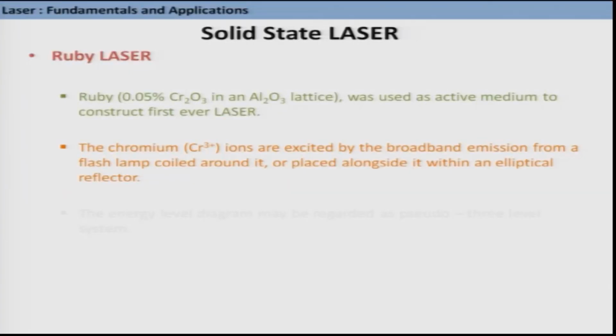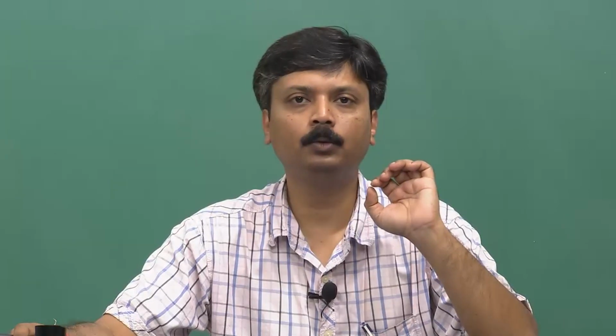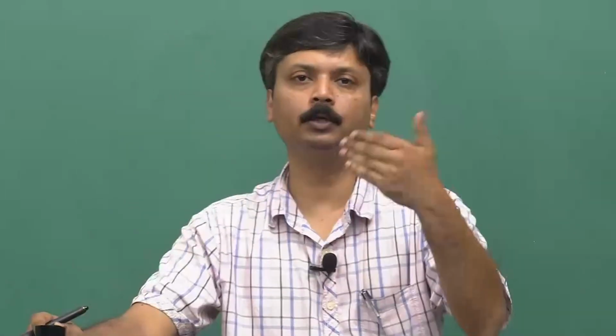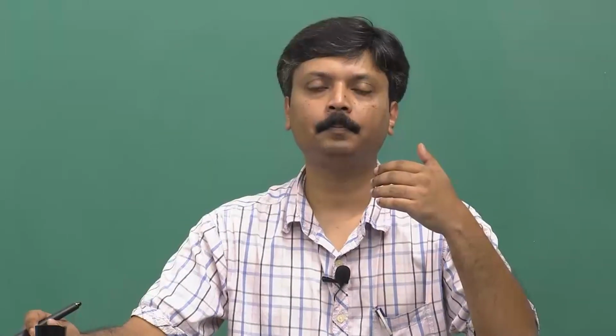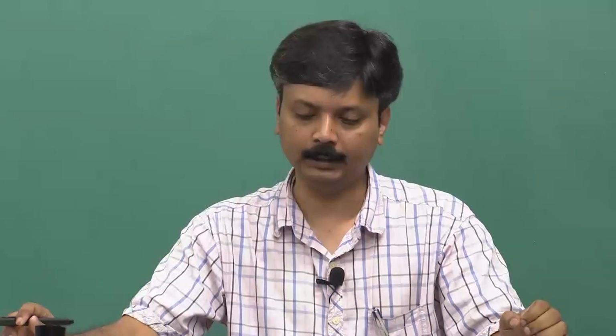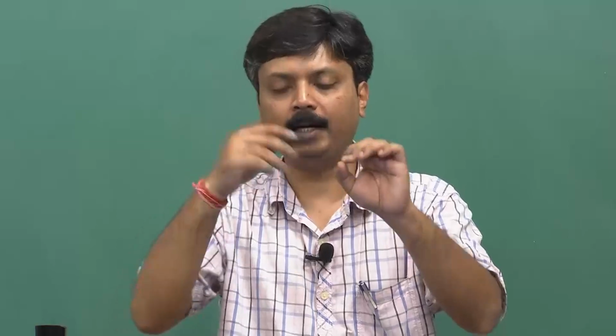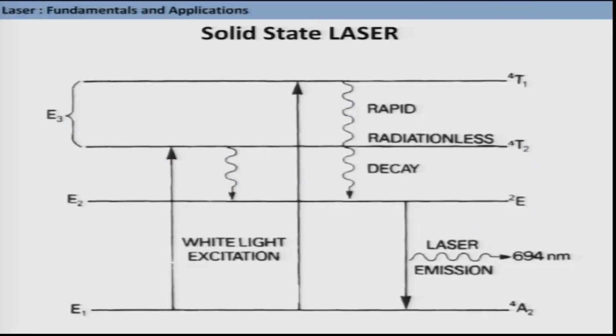Now these flash lamps can be placed parallel to this ruby crystal. We will show in a bit how ruby crystals look. Essentially you put this ruby crystal as a rod, and the flash lamp just side by side, and this flash lamp continuously excites the chromium within this ruby crystal. Or you can have this flash lamp as a spiral.